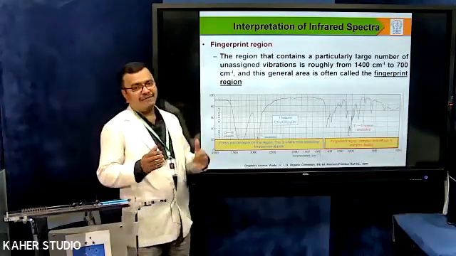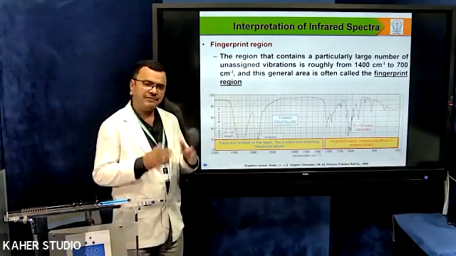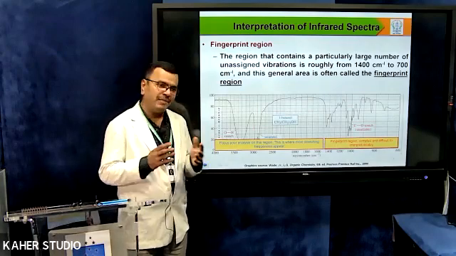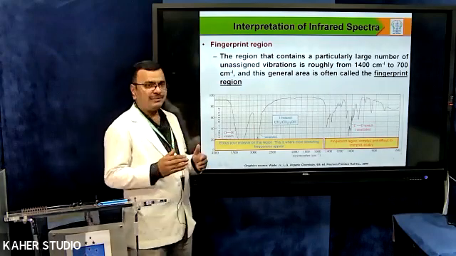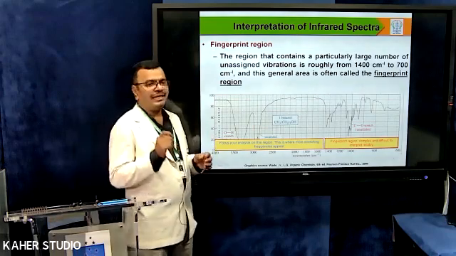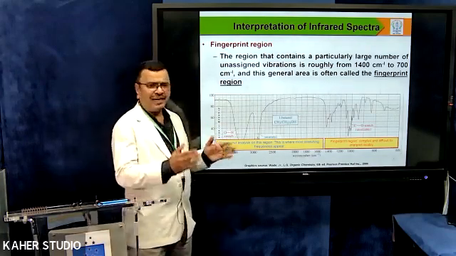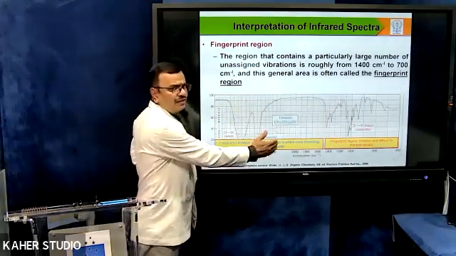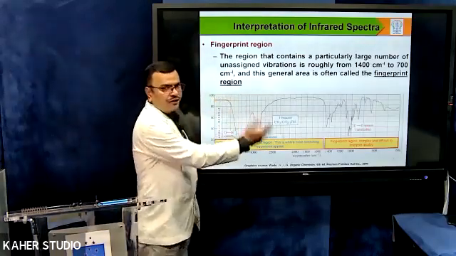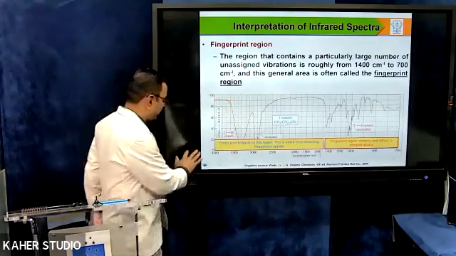If you take it in another sense, there is a fingerprint region. Why is there a fingerprint region? In the fingerprint region, most of the peaks are difficult to assign if you have not taken standard conditions. Usually the fingerprint region starts from 1400 to 700 reciprocal centimeter. Around 3600 to 1500 reciprocal centimeter we get very assignable peaks, and around 1400 to 600 or 700 reciprocal centimeter, that region we call the fingerprint region.